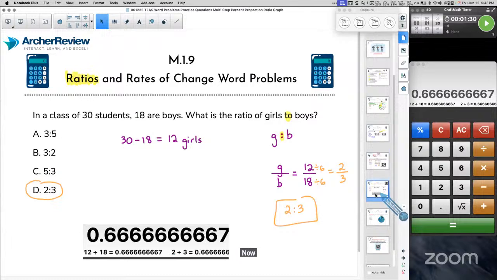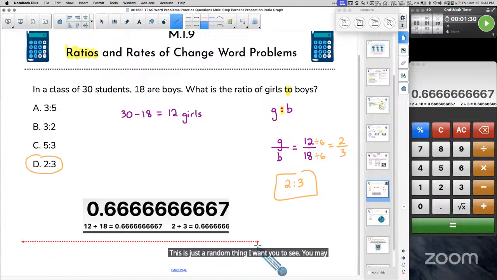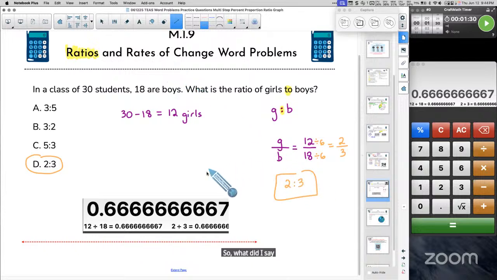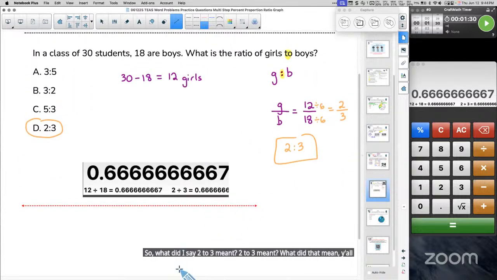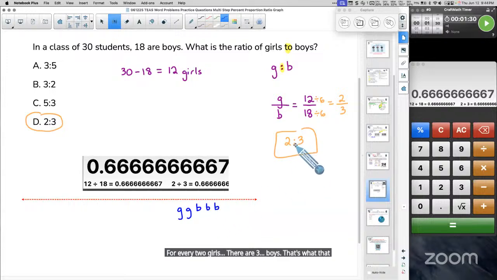Now, here's another little fun fact coming back to this one. Check this out. It's just a random thing I want you to see. You may find it's neat, you may not, but I'm going to show it to you anyway. So, what did I say 2 to 3 meant? What did that mean, y'all? That 2 to 3 means for every two girls, there are three boys. That's what that ratio represents.